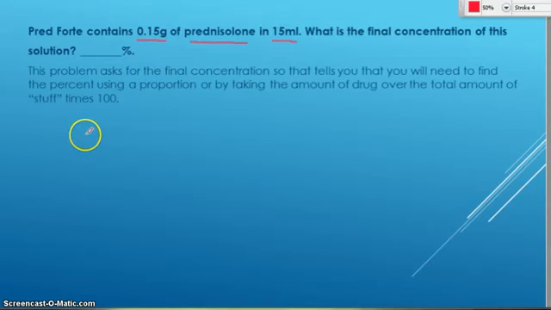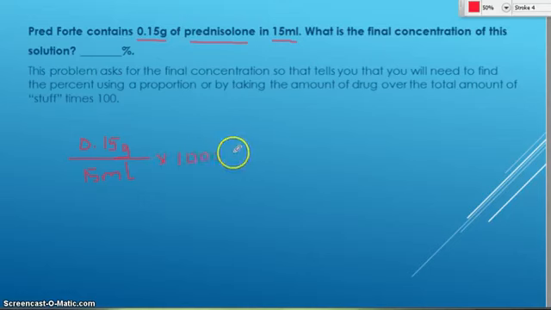Remember, concentration is always defined as the amount of drug. So in this case, 0.15 grams of drug over total amount of stuff. So when we're putting a solid into a liquid, the total amount of stuff is the liquid. So 15 mils. Now we're ready to do our division, and then we will take that answer and multiply by 100 to change it to a percent.